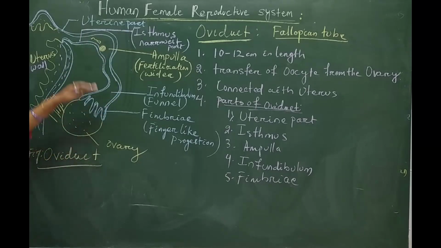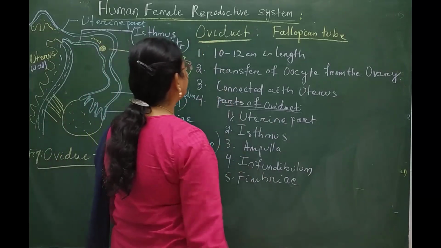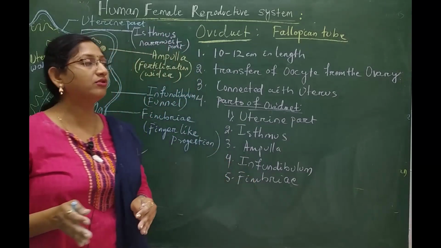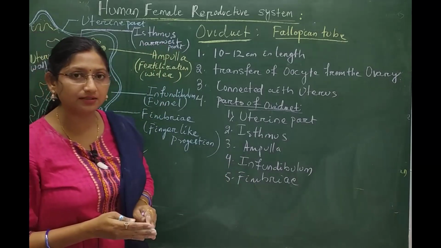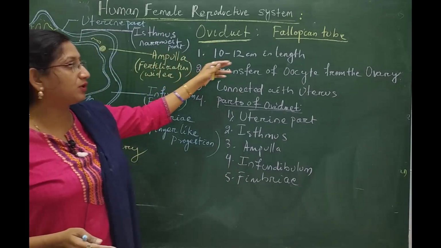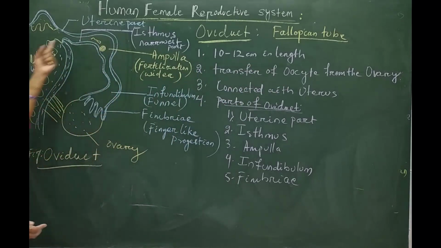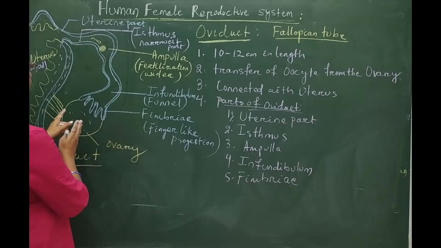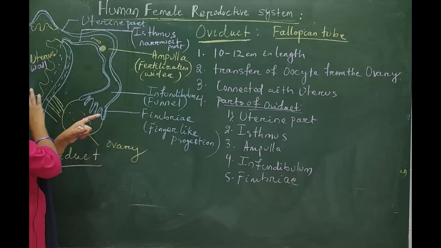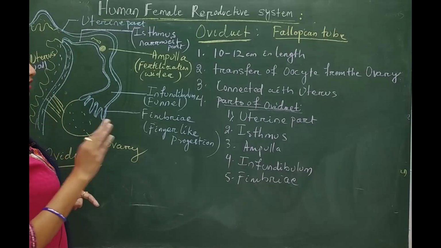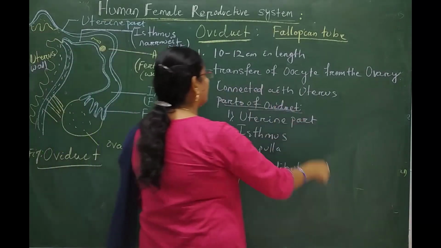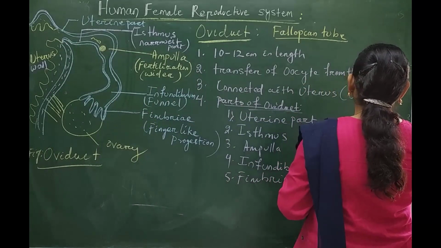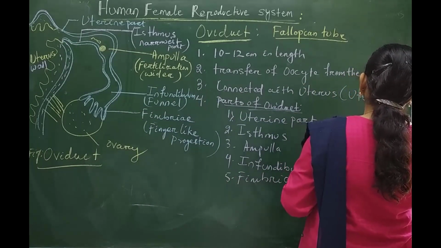I have made a board of the oviduct. First of all, in case of oviduct, you have to write it is a long tube of about 10 to 12 centimeter in length. It is able to transfer the oocyte from the ovary to the uterus, communicating the ovary with the uterus by transferring the oocyte or the ovum. It is connected with the uterus by the help of the uterine part.